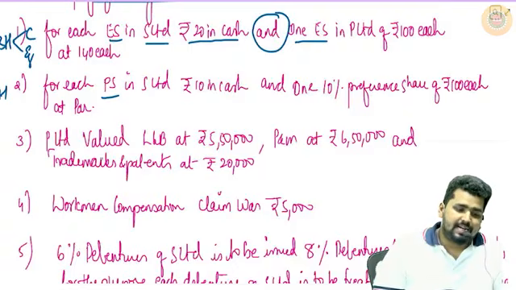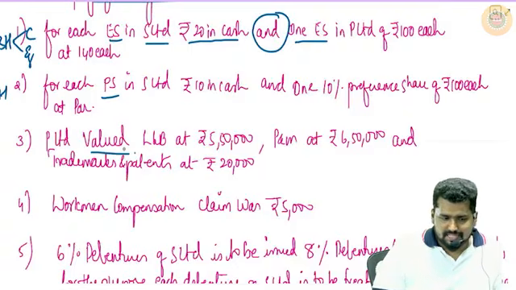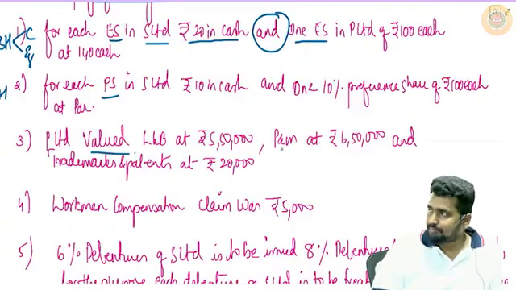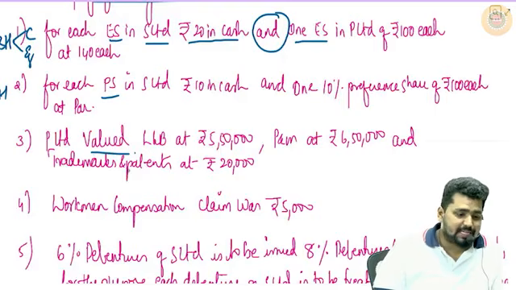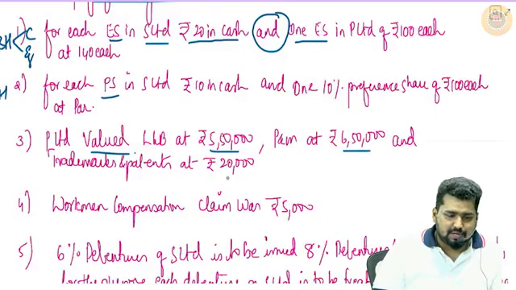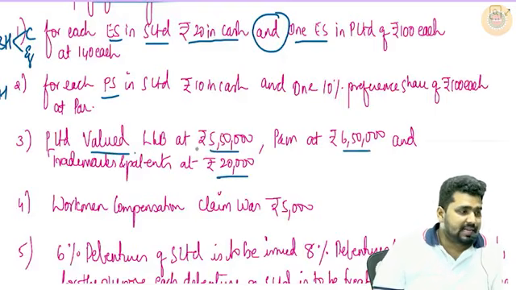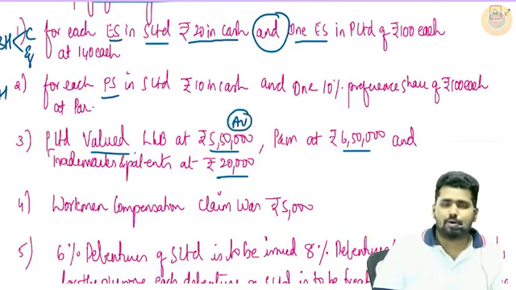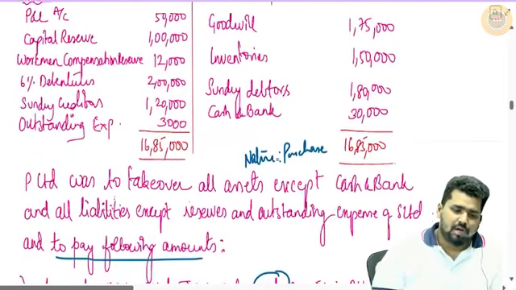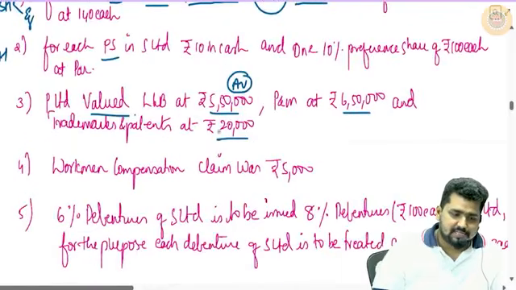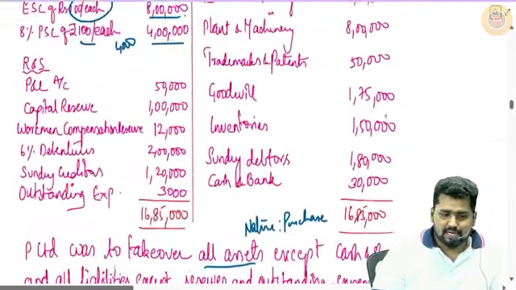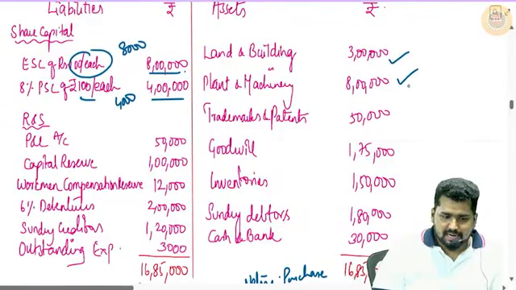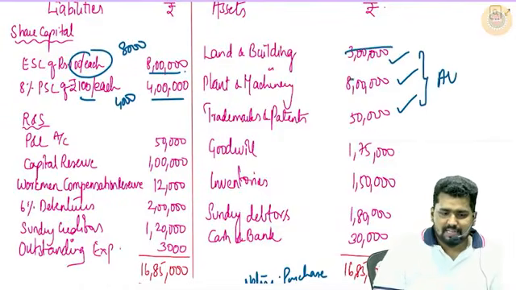Clear? P Limited values the land, building, plant and machinery, and trademarks and patents at their respective values. I told you, whatever assets they take over in the case of purchase should be at agreed value. But they have taken all the assets, yet information is given only for land and building, plant and machinery, trademark and patent. Correct? For these they have given the agreed value, so we will take that value only.